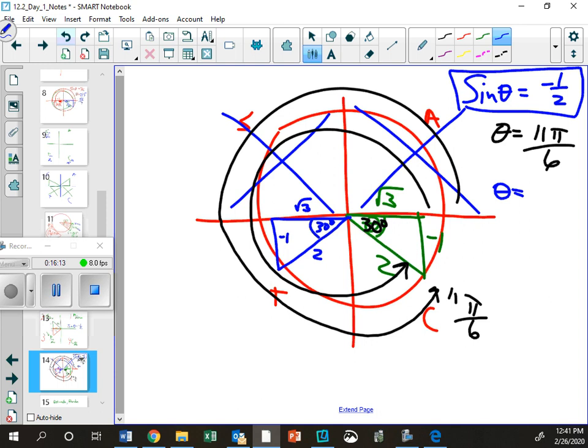Don't say 180 plus 30 is 210 degrees. I don't want the degree answer. I want the radians answer. What's the other right answer? A bunch of pi over 6s. So, partner, what do you think it is?